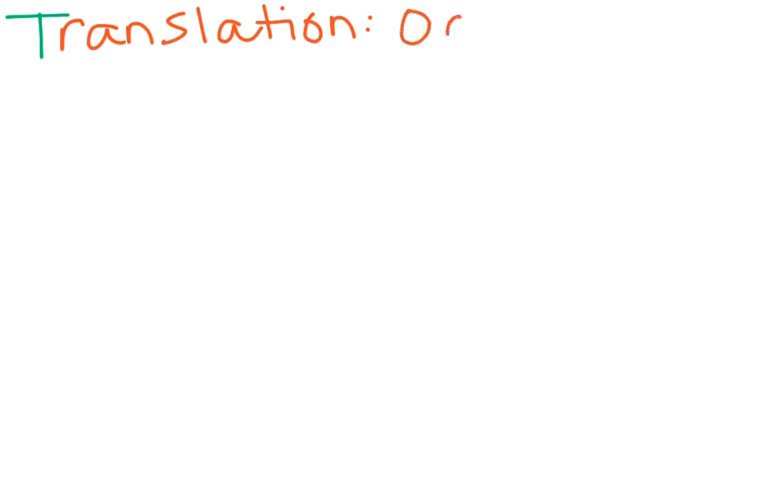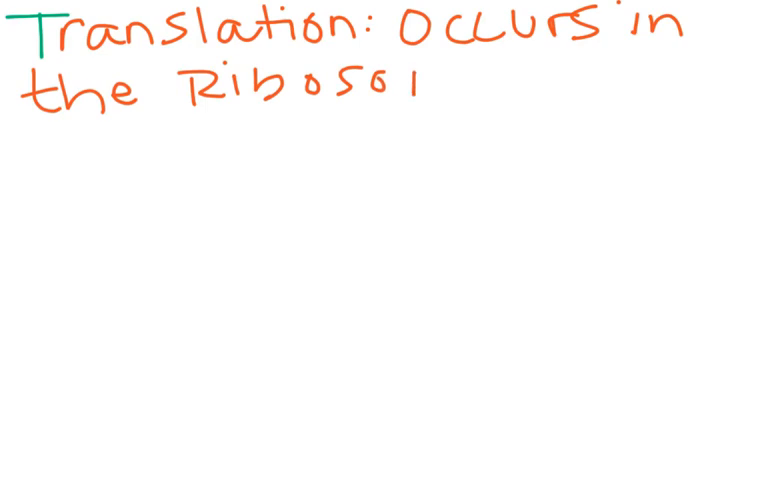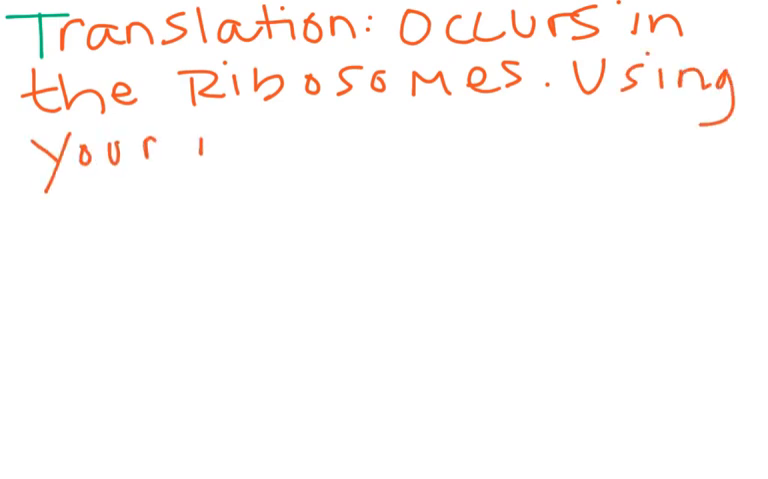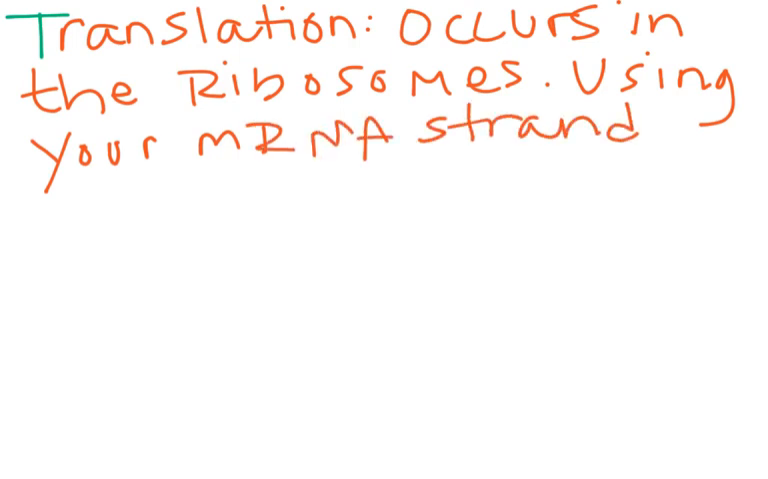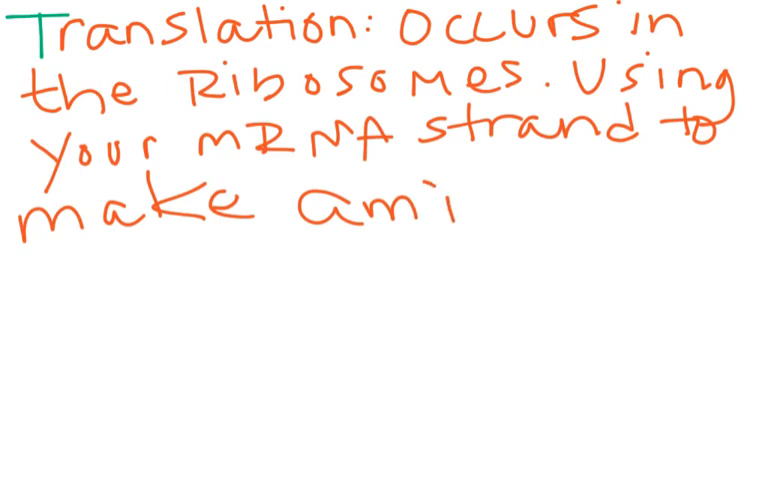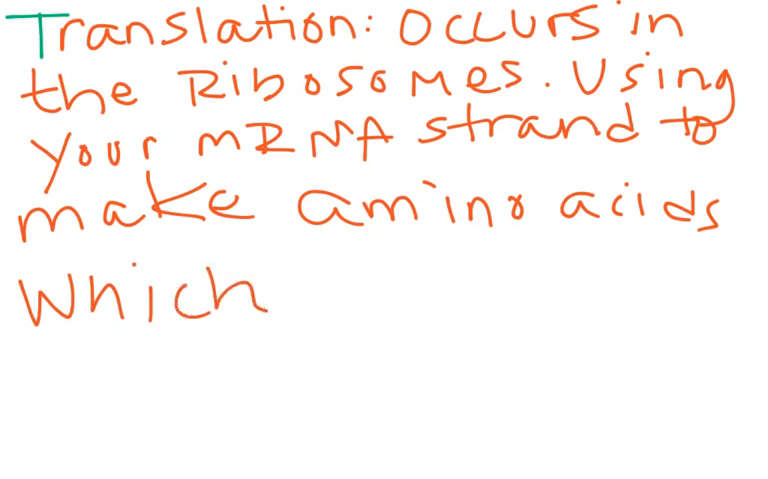Translation occurs in the ribosomes. And in translation, you are using your mRNA strand to make amino acids, which are building blocks for protein.